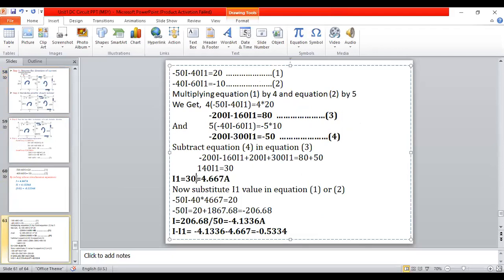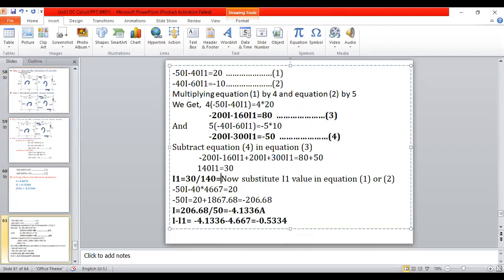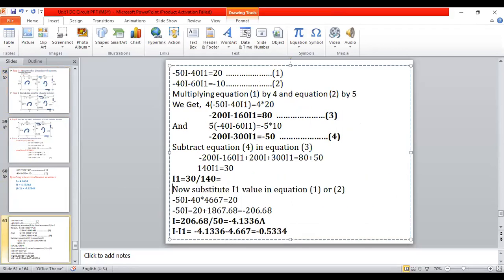I1 equal to 30 divided by 140. So how much is it? 30 divided by 140. So 0.214. Okay, 0.214 ampere. This is the answer now.